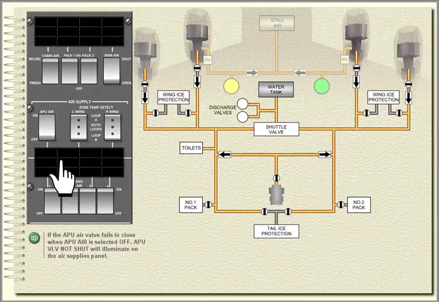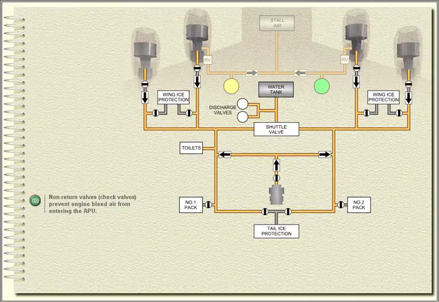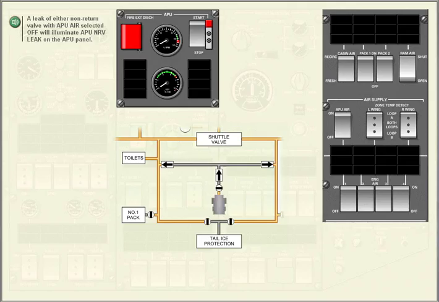If the APU air valve fails to close when APU air is selected off, APU valve not shut will illuminate on the air supplies panel. Non-return valves, check valves, prevent engine bleed air from entering the APU. A leak of either non-return valve with APU air selected off will illuminate APU non-return valve leak on the APU panel.